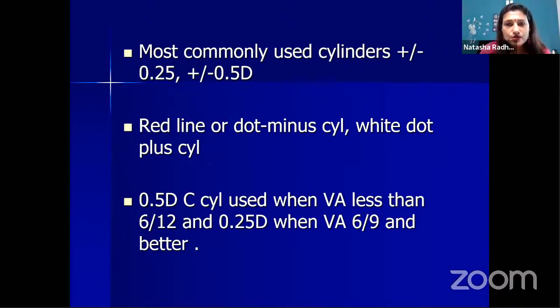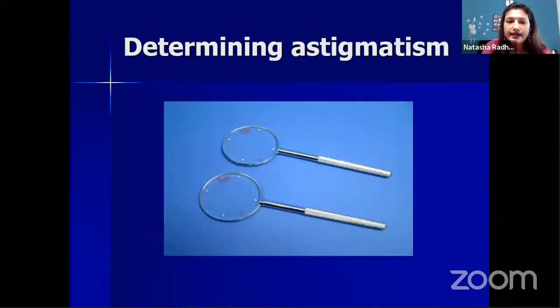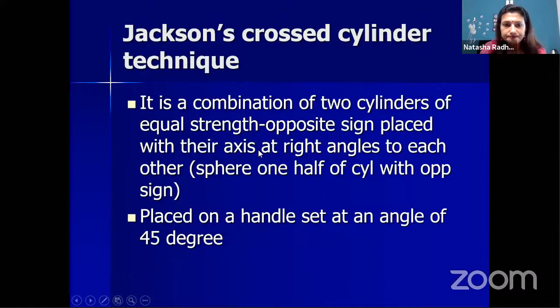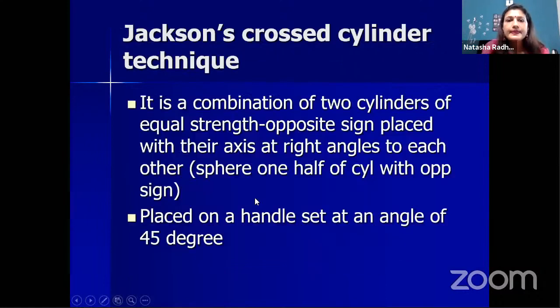The most commonly used cross cylinders are the 0.25 and the 0.5. The red line or red dot denotes the minus cylinder action and white dot is the plus cylinder. 0.5 diopter cylinder is used when visual acuity is less than 6/12 and 0.25 when visual acuity is 6/9 or better. Just to have a look at that again, here you can see that these are the white dots. The white dot is the plus cylinder and the red line is your minus cylinder. And the handle you can see is set at 45 degrees.